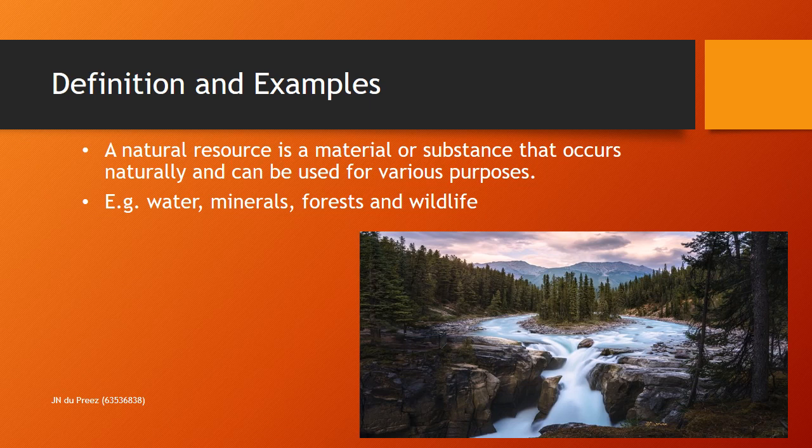So a natural resource is a material or substance that occurs naturally and can be used for various purposes. Our key word there is natural. Within the word natural, we can obviously see nature, and that gives the answer away. It is a material or substance that occurs within nature. Some examples there are water, natural minerals, forests, and wildlife.